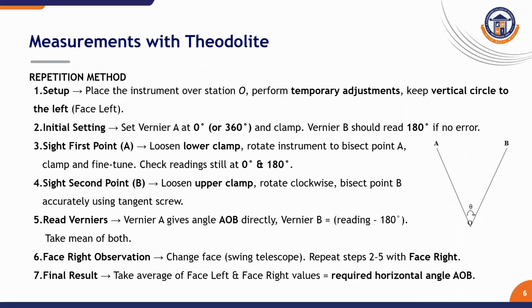Without changing the initial setting, we loosen the lower clamp, swing the instrument back to the first position, and then sight the second point again. This repetition of the measurements allows errors to be averaged out, significantly enhancing the accuracy of the final angle.